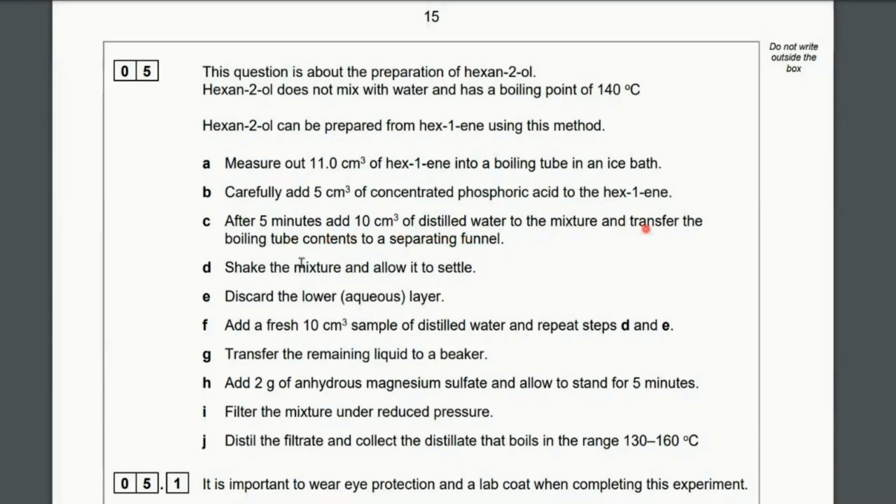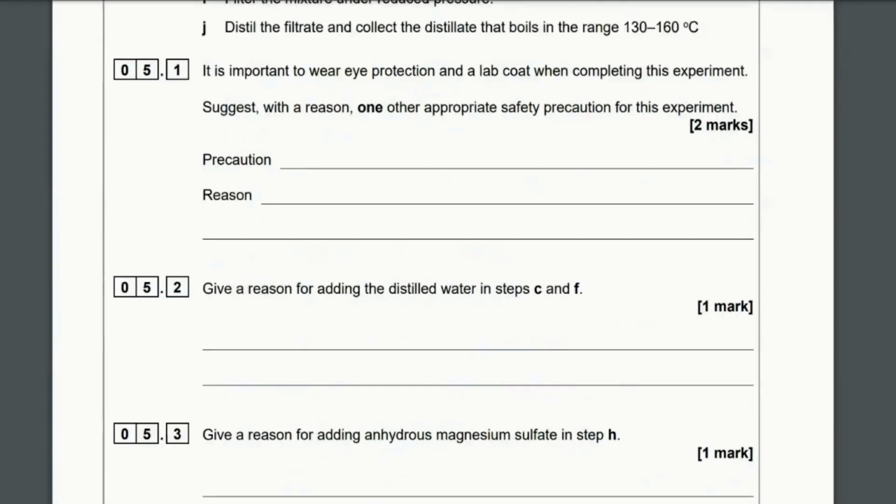After 5 minutes, add 10 cm³ of distilled water to the mixture and transfer the boiling tube contents to a separating funnel. So you're looking to get rid of those impurities that are soluble. Shake the mixture, allow it to settle, discard the lower aqueous layer, add a fresh 10 cm³ sample of distilled water and repeat the steps D and E. Transfer the remaining liquid to a beaker, add 2 grams of anhydrous magnesium sulfate and allow it to stand for 5 minutes. Filter the mixture under reduced pressure, distill the filtrate and collect the distillate that boils in a range of 130 to 160 degrees.